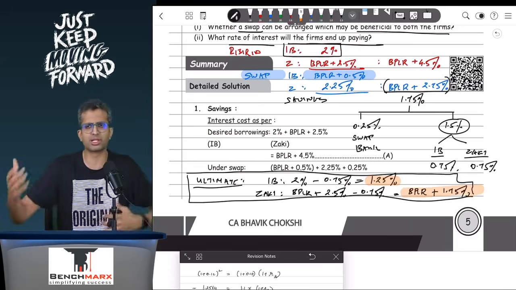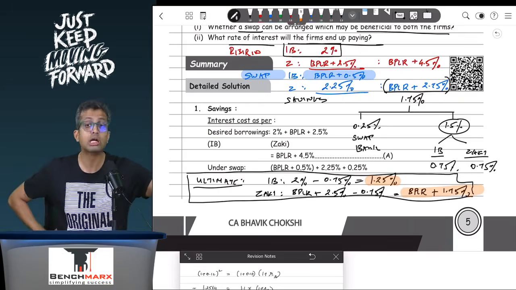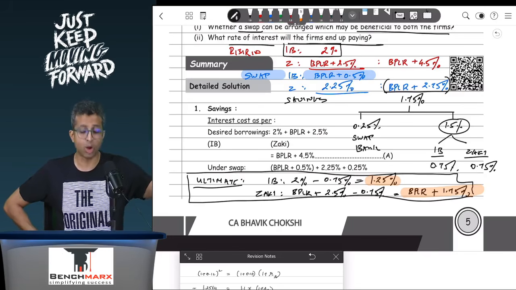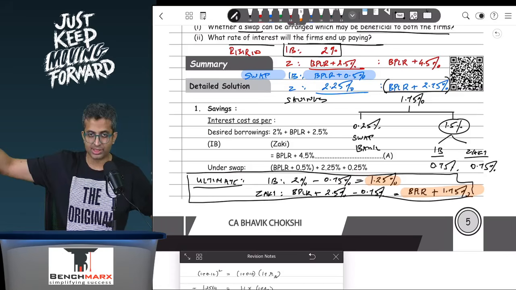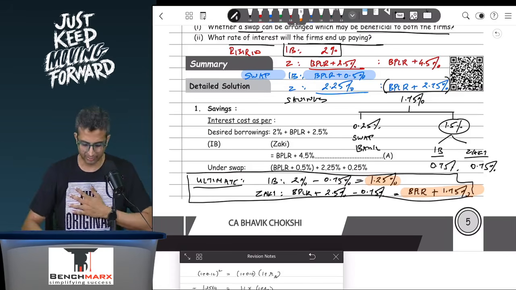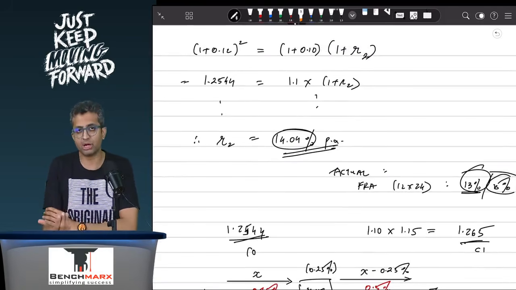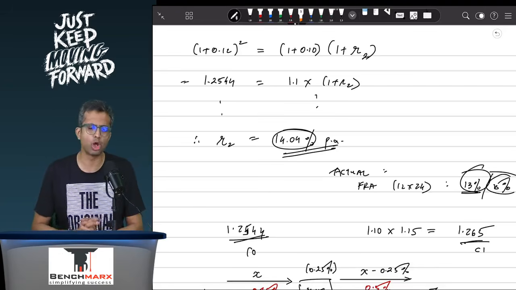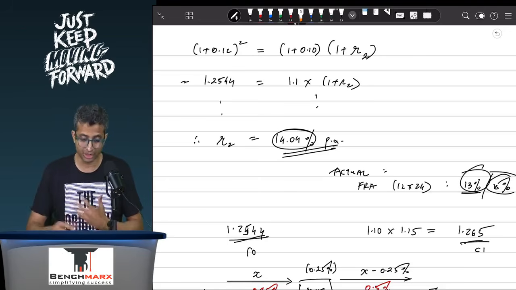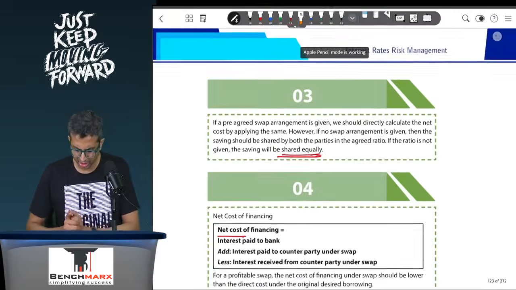You can even take some other assumption that, let us say, Zaki agrees to pay BPLR plus 2%, in which case your X will proportionately get adjusted. So basically, you will design a swap whereby IB borrows at the floating rate, Zaki borrows at the fixed rate, and then IB pays a fixed 0.75%, and Zaki pays BPLR and 0.25% commission. Overall gets retained, and all of these will get covered. So this is what you need to consider broadly. So I hope this is clear in terms of the theory as well.